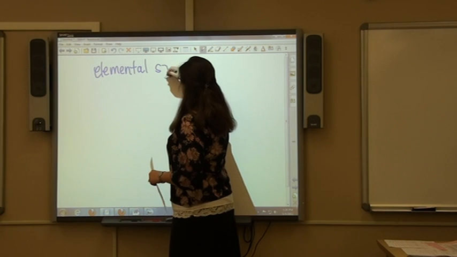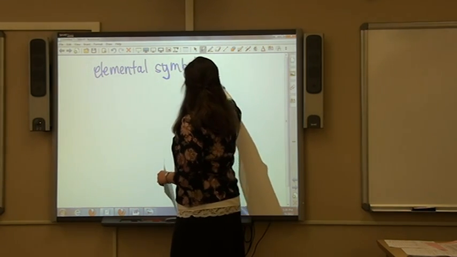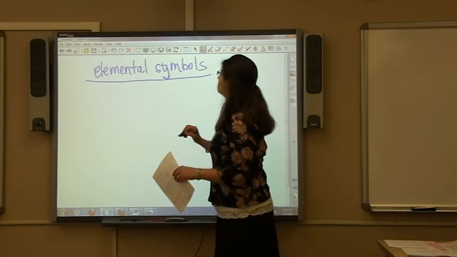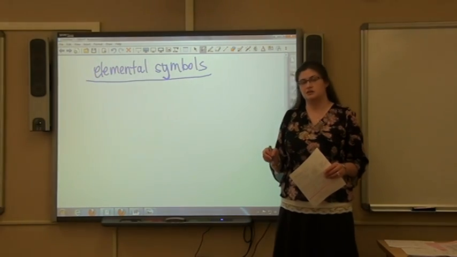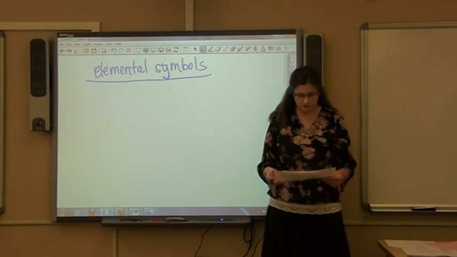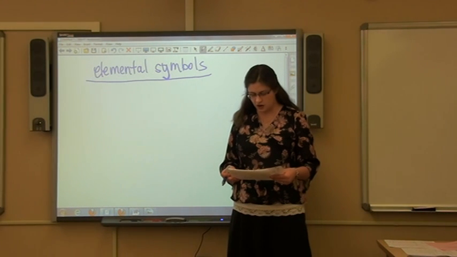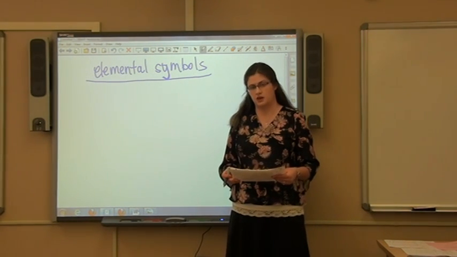Okay, get your periodic tables out. Well, let's talk about some elemental symbols. You'll notice on your periodic table that you have all of these black letters. Some of them are red. Those are the elemental symbols for each of the elements.